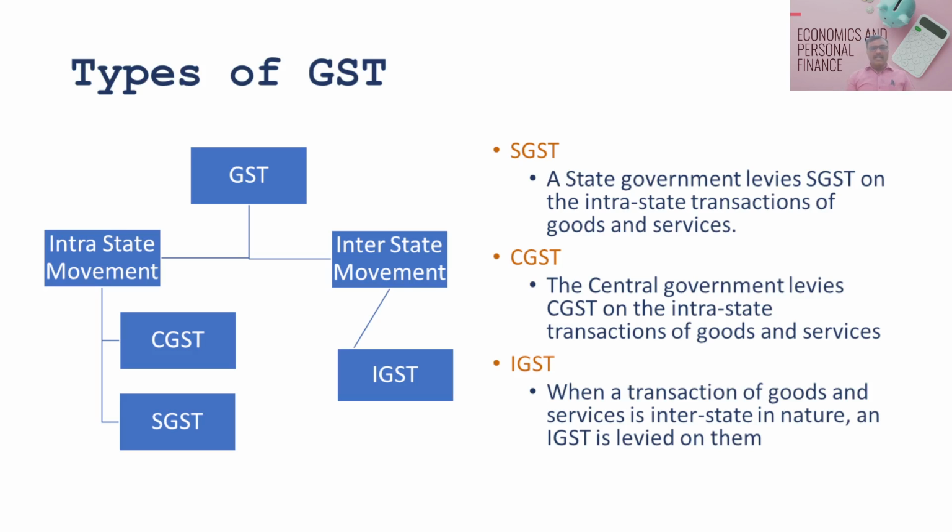Now, when you are dealing with transactions that cross state borders, like a transaction between Maharashtra and Karnataka, such as buying something from another state, an Integrated Goods and Services Tax is charged. This tax is collected by the central government, and it is distributed among the two states.